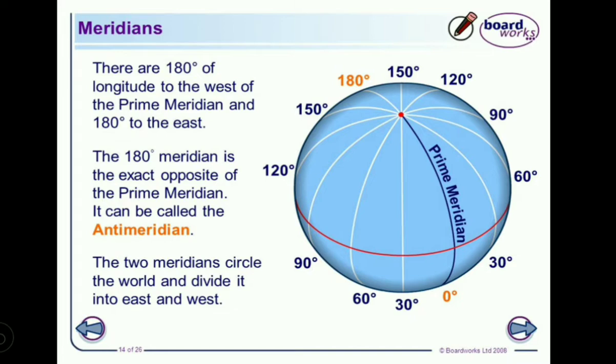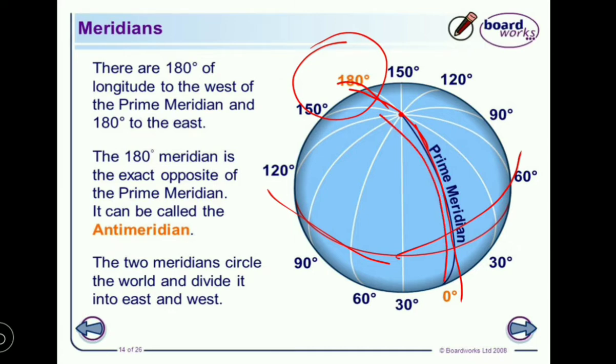Next, meridians. There are 180 longitudes to the west of the prime meridian and 180 to the east, and the 180 degree meridian is the exact opposite of the prime meridian. So the 180 degree meridian, the exact opposite of the prime meridian, is called the anti-meridian. Why is the 180 degree meridian called the anti-meridian? Because it is exactly opposite of the prime meridian.